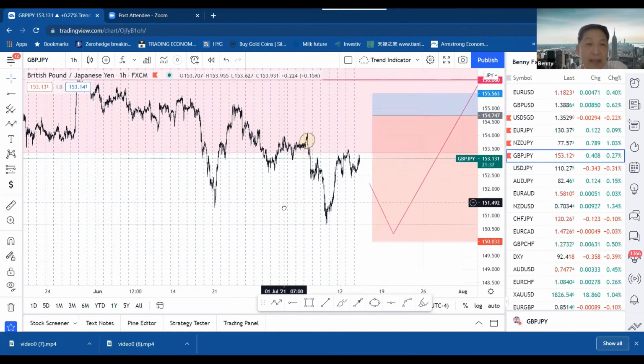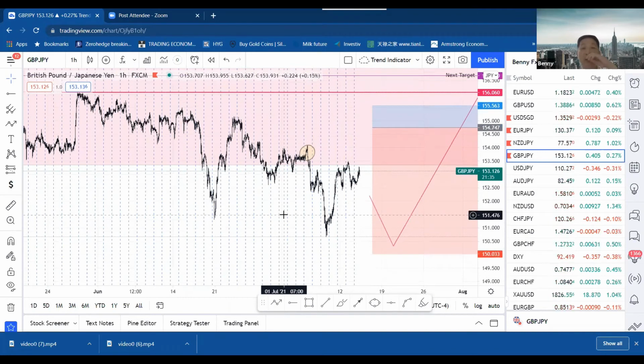So these are the three pairs. Like I say, tonight I'm looking at only the yen cross because I think it's risk on.